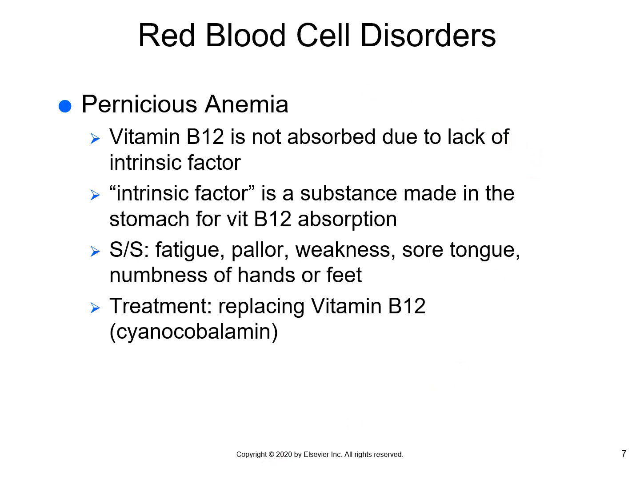Pernicious anemia is when the body is not absorbing vitamin B12 due to the lack of intrinsic factor. So hold on, let me put a little drawing here. This is your esophagus and then your stomach, and then this would be your small intestine. So intrinsic factor is a substance that is made in the stomach and it is needed for vitamin B12.